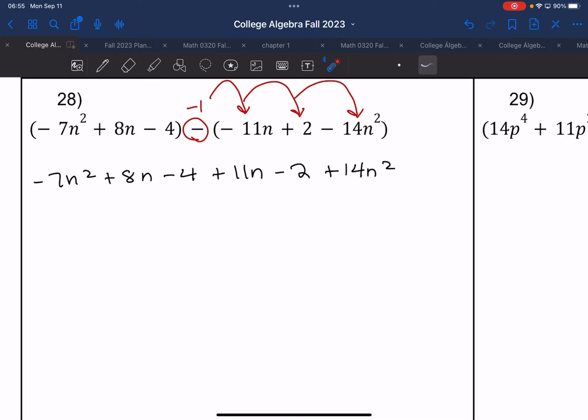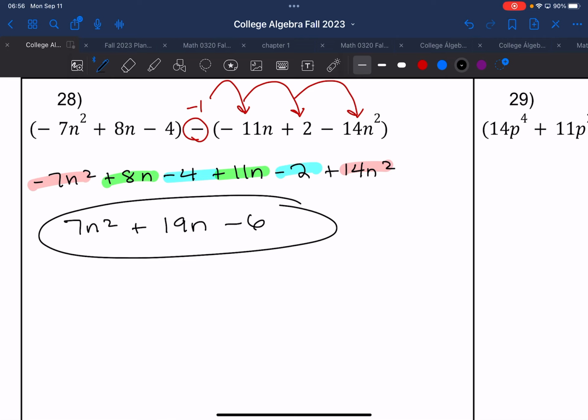Once we distributed that, the parentheses went away. So now we have a problem without any parentheses. And then what is going to be our last step? Combine like terms. Good. So first, let's look at n squares. So we have another n square at the end. So 7n squared, correct? And then we have our n's, and then we have our constants. So combining our n squares, we have 7n squared. Combining our n's, we have what? 19n. And then what about our constants? Negative 6. Good. That's our answer.